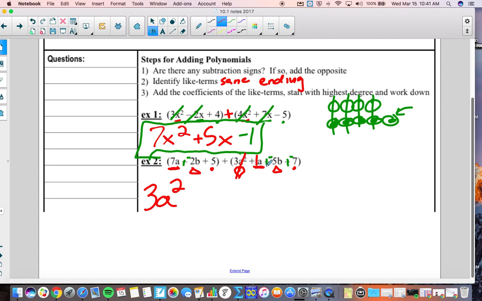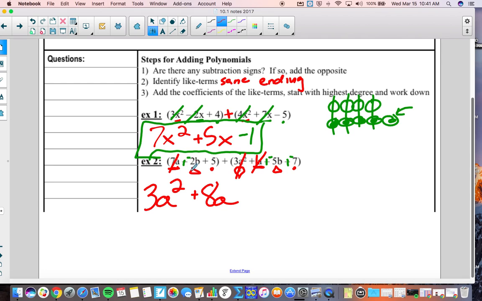And where's my other a? There's my line. So I'm adding the coefficients of the like terms. These are like terms. I add the coefficients together. 7 plus 1 is 8. But bring that ending with it. It's 8 a's. Cross those off then.